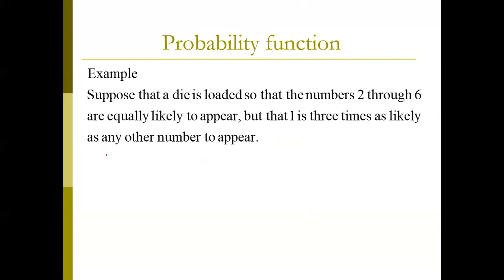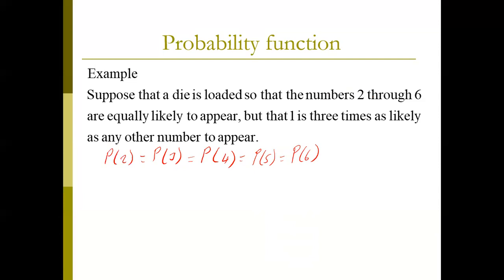So the probability of 2 is the same thing as the probability of 3, because since the numbers are equally likely to occur, the probability will be the same. The probability of 4, so all of these are equal: the probability of 2 through to the probability of 5 and the probability of 6. These are equally likely to appear.